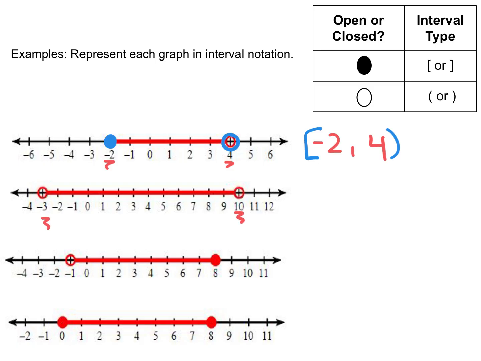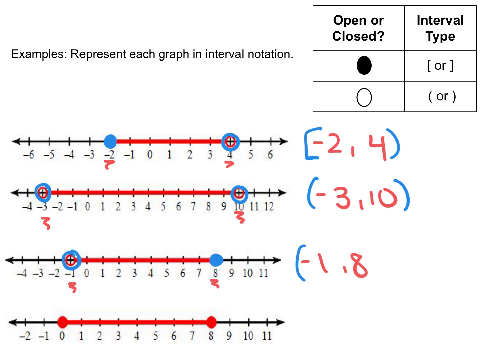For the next example, I have all the numbers from -3 to 10. The left side is an open circle, so I use a parentheses. And the right side is an open circle, so I use a parentheses. For the next example, I have all the numbers from -1 to 8. The left side is an open circle, so I use parentheses. And the right side is a closed circle, so I use a bracket. In my last example, I'm including all the numbers from 0 to 8. The left side is a closed circle, so I use a bracket. And the right side is a closed circle, so I use a bracket.